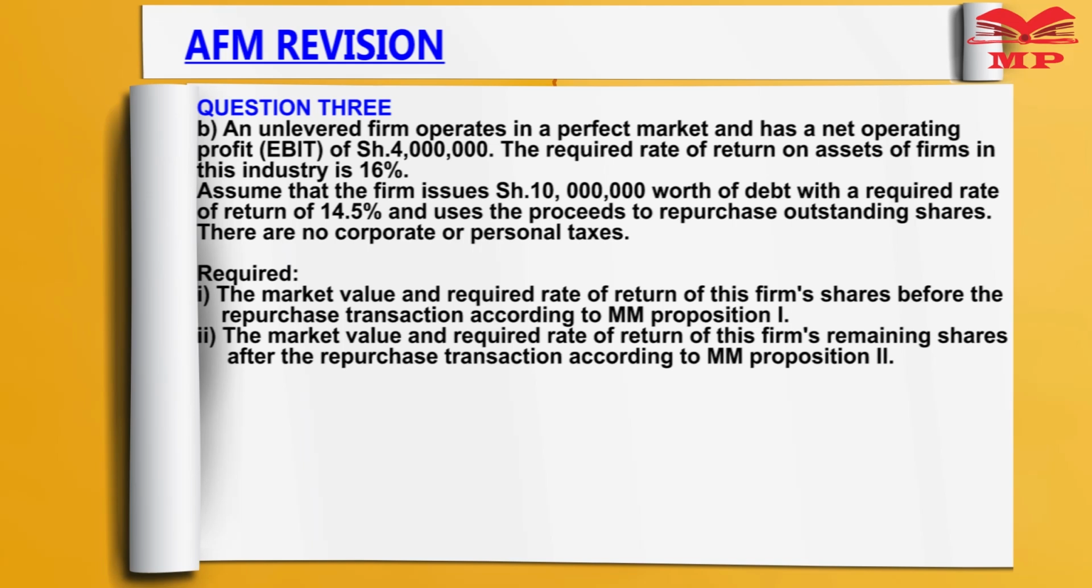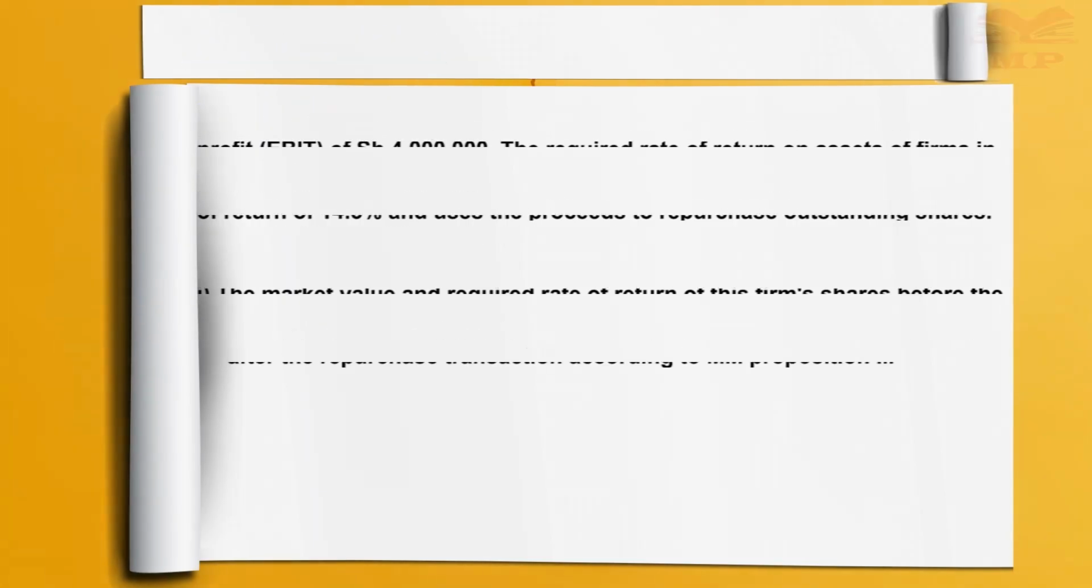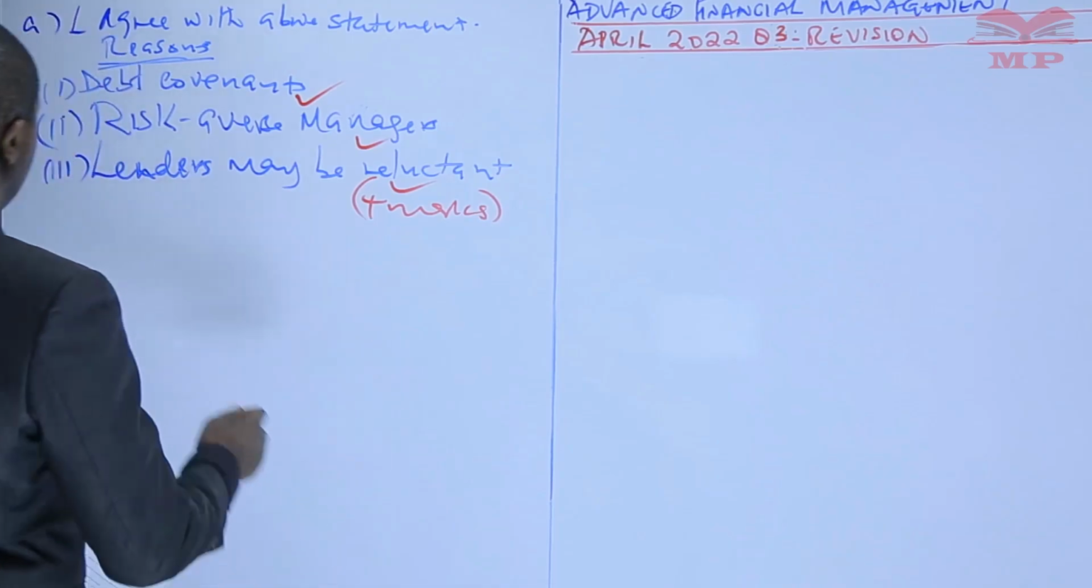There are no corporate or personal taxes. Roman 1: the market value and required rate of return of this firm's shares before the repurchase transaction, according to MM proposition number 1. 2 marks. Part B.